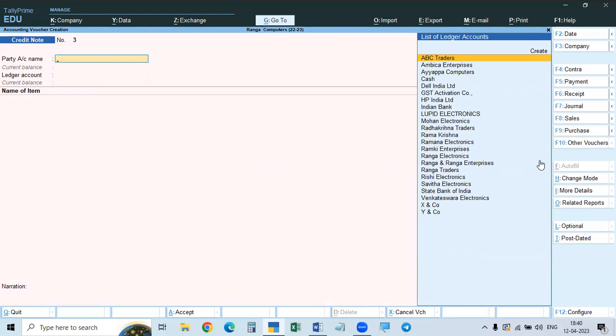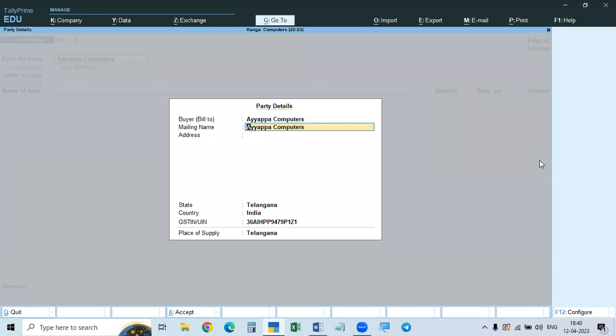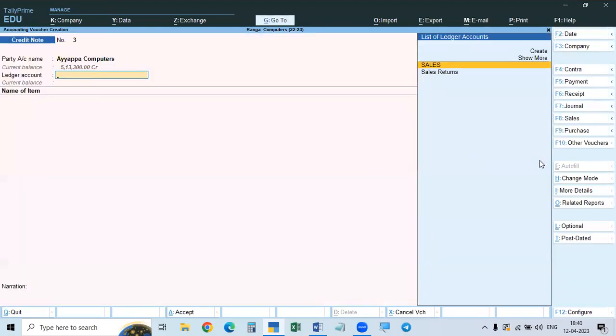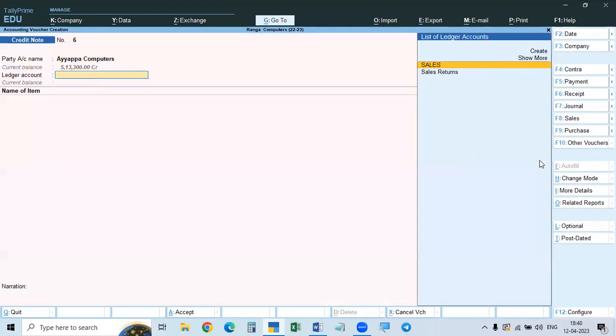So from here we purchased from Ayyappa. The invoice number is 258, 31st July. And one more thing, remember, the date is 1st August. We purchased on 31st July, and this correction is done on 1st August.